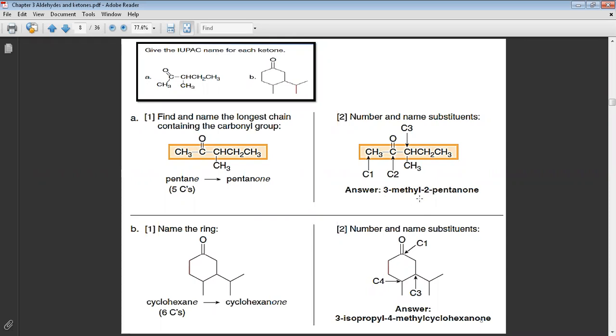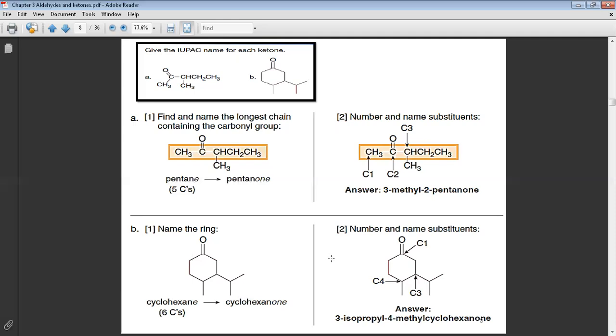This 3 refers to the position of the methyl, yes? And this 2 refers to the position of the carbonyl group, the -one. Okay, now for the ring, cyclohexane, it will be cyclohexanone. We don't write 1 cyclohexanone. Why? Because all the time the carbon of the carbonyl takes number 1, and this number 1 we don't write in the name. The number 1 is omitted from the name.